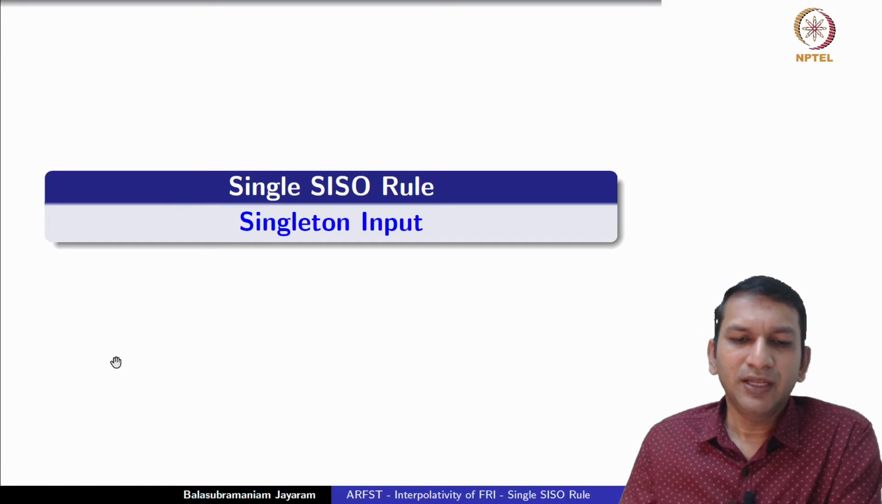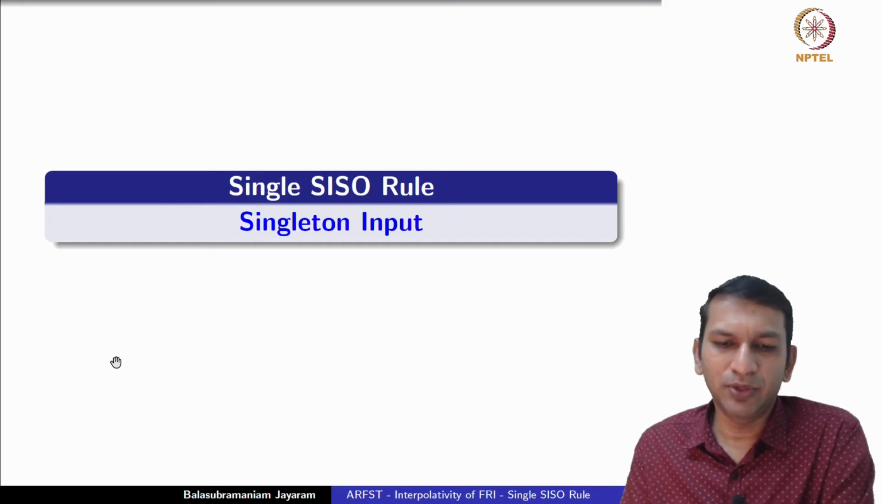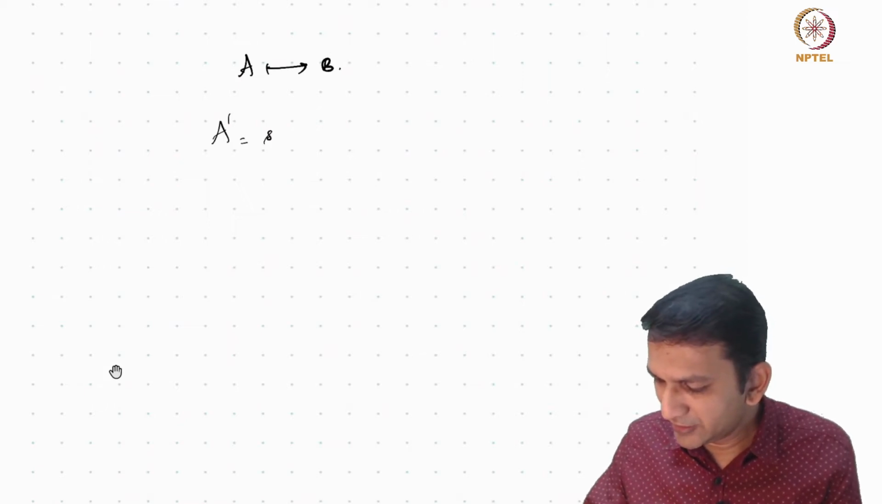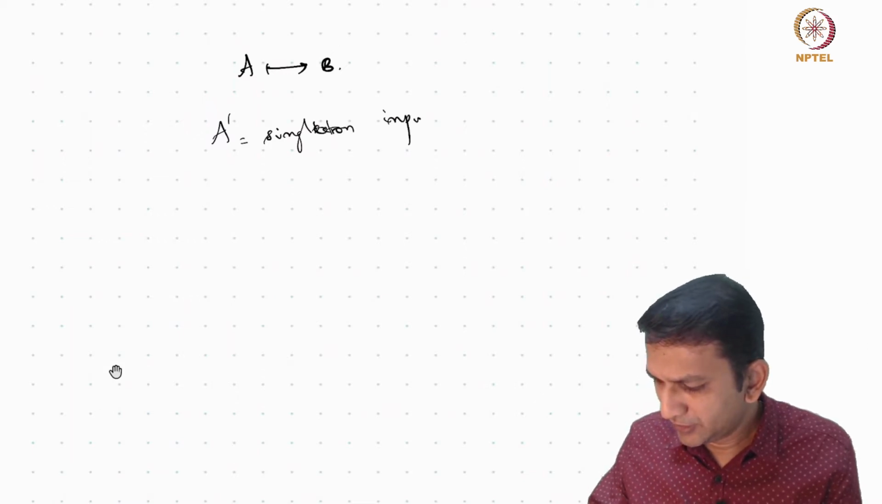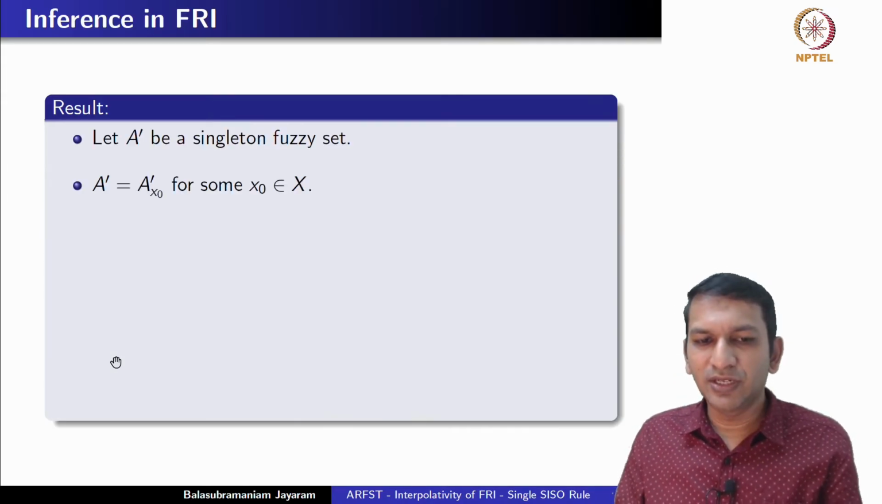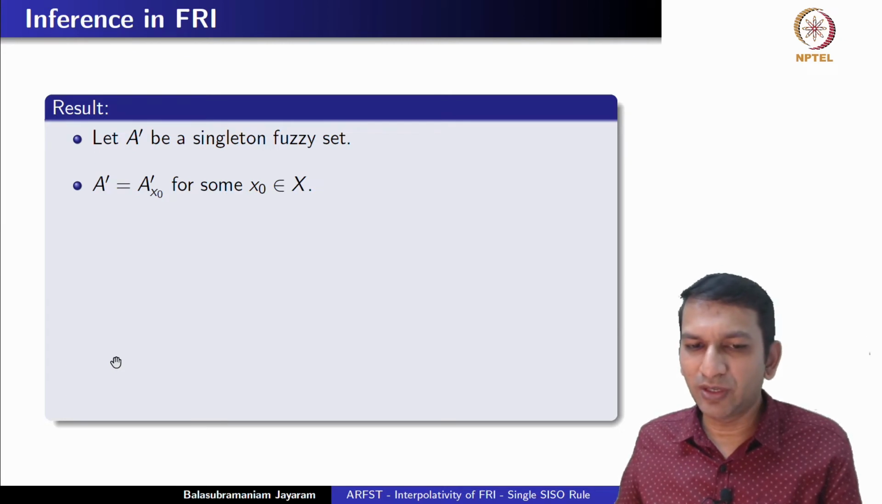Well, let's look at a single SISO rule and a singleton input now. So let's assume that A implies B is what we are given, and A dash is in fact a singleton input. That means A dash is fuzzified at some point x0 element of X.